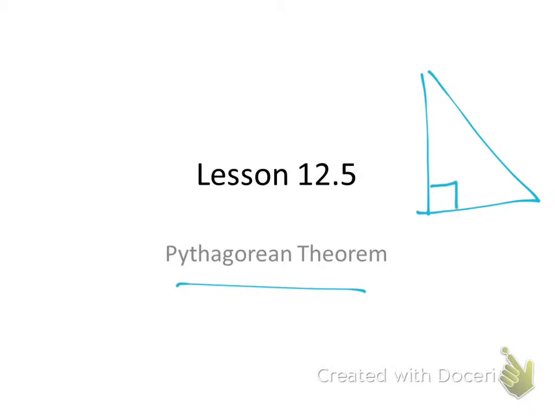A right triangle has a 90-degree angle. That's what makes it a right triangle. Normally, this little box right here tells us that that is the angle that is 90 degrees. That's why they have it there. So you're going to have to know, or memorize, the Pythagorean theorem.